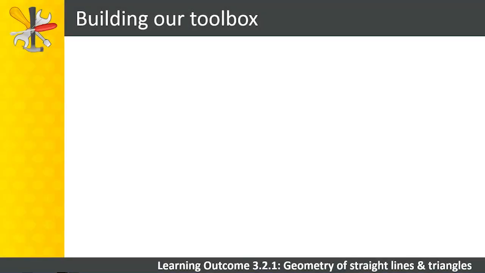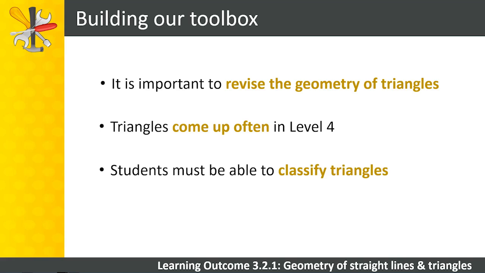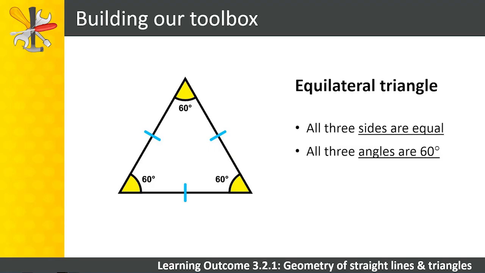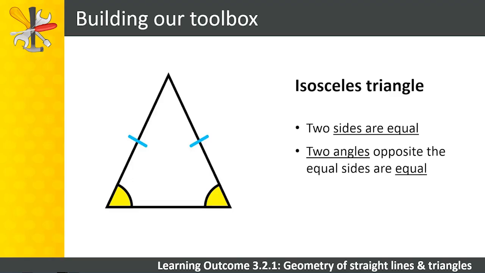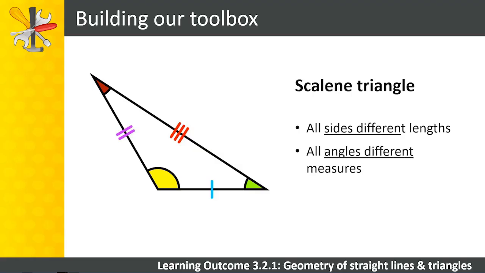It's also important to revise the geometry of triangles with students, as triangles will come up often in Level 4 geometry. We can classify triangles according to how many equal sides and equal angles they have. Equilateral triangles have all three sides equal, and each angle is equal to 60 degrees. Isosceles triangles have two equal sides, and the angles opposite the equal sides are equal. Scalene triangles have all three sides of different lengths, and all three angles will be different too.